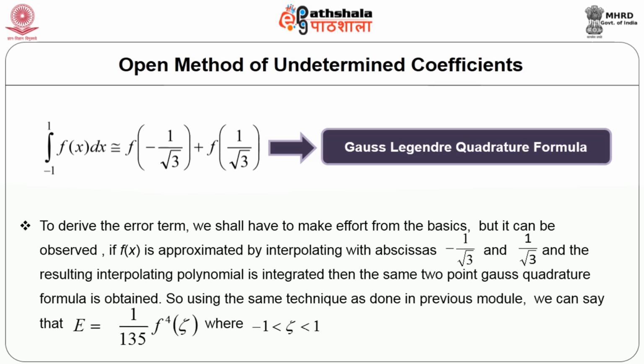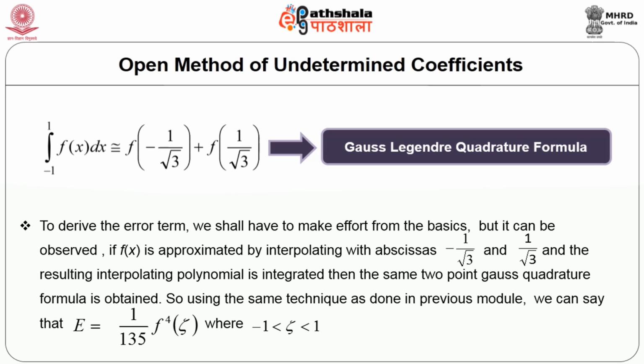To derive the error term, we have to do the same procedure. The weights are given by the integral of the Lagrange functions Li(x) dx from minus 1 to 1. To derive the error term, the same technique as we have done in the previous module on the Newton-Cotes integration formula is to be used. The only thing is now the abscissas are known, minus 1 by root 3 and 1 by root 3. Find the interpolating polynomials through them, that is, find Li(x) expressions for them and integrate from minus 1 to 1. And this gives the error term.